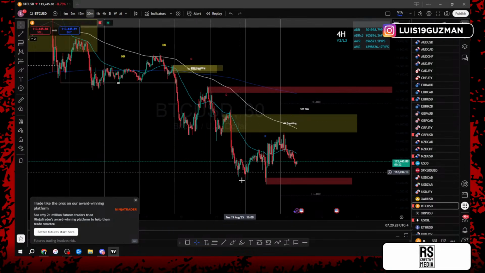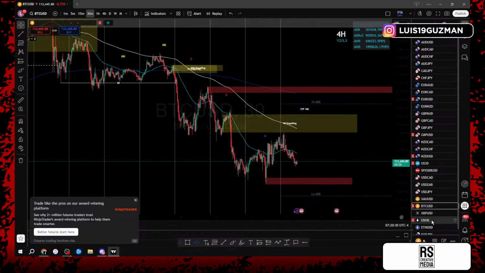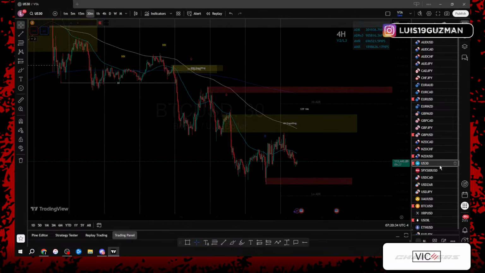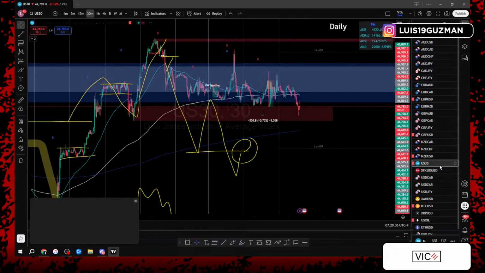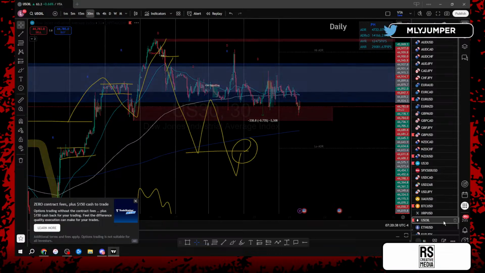Bitcoin is still lower low, lower high, lower low. So you want to be careful with this. Looking for buy positions would be ideal, but we will come back to this.